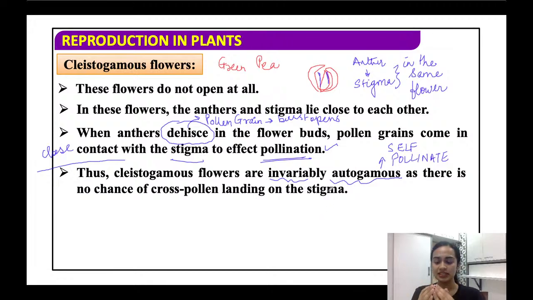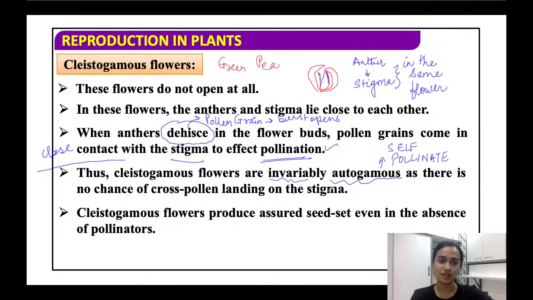Since these flowers are closed, they will never open. The petals will never open, so it is never exposed to the outside world. So the mechanism of cross pollination is completely ruled out, because the only place the pollen can travel is from its own anther to its stigma. So always in cleistogamous flowers there will be autogamy, or self pollination.